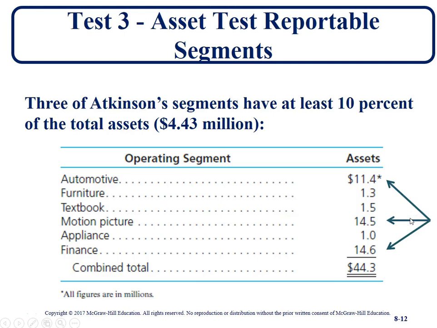Okay, and then what we want to do is look at any segments that have at least 10% of the total assets. The total assets of the business, broken out by each one of the segments, combine to be 44.3 million. We're going to take 10% of that. So 10% of 44.3 would be 4.43 million, as it says up here. Any segment that's greater than 4.43 million would be reportable. So you've got automotive, motion pictures, and finance.